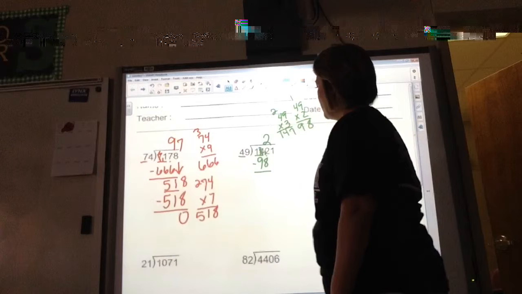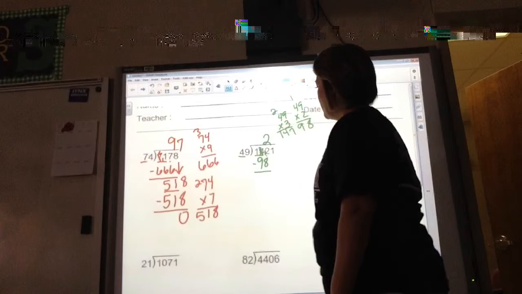So I'm going to underline my 21. And now I'm going to ask myself, how many times can 5 go into 21? 5 can go into 21 4 times. So let me try 53 times 4. 4 times 3, 12. 5 times 4, 20, plus 1, 21. Will that work? Yeah, because they're exactly the same.